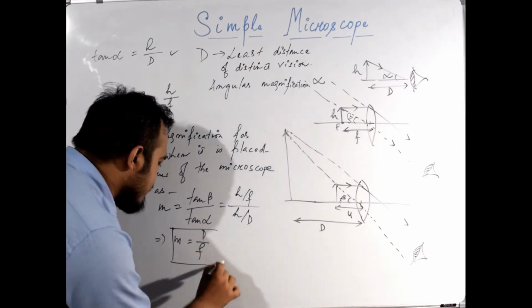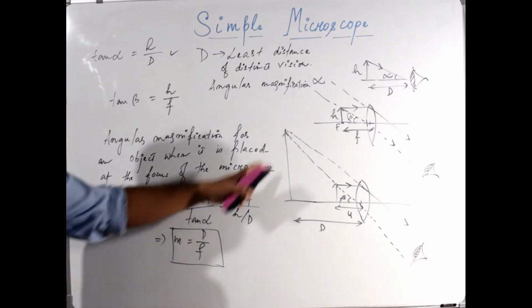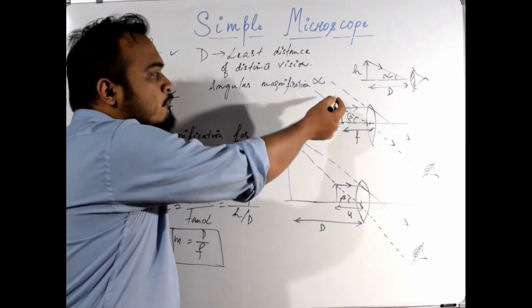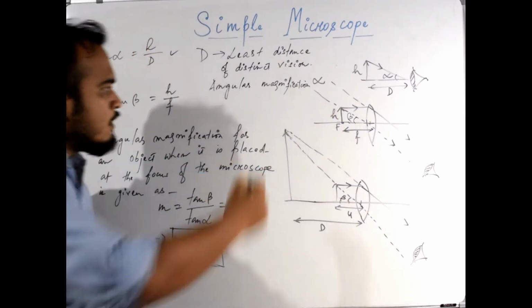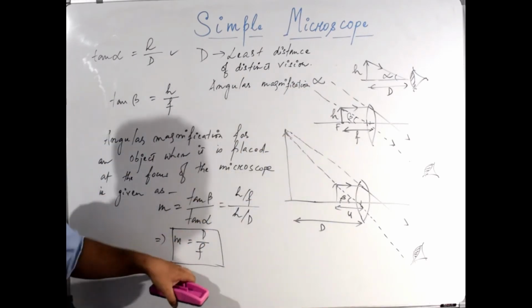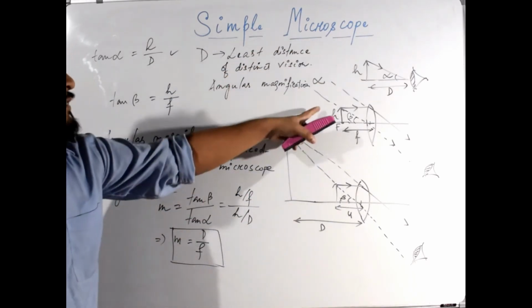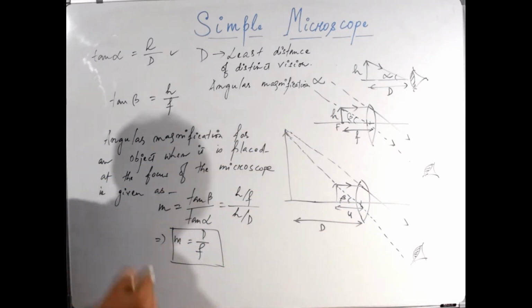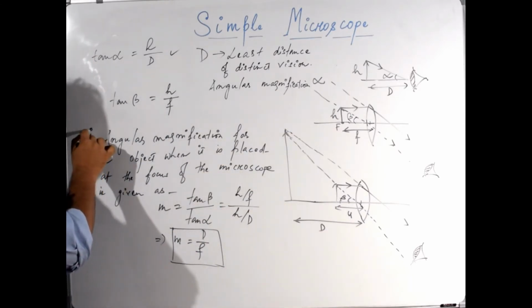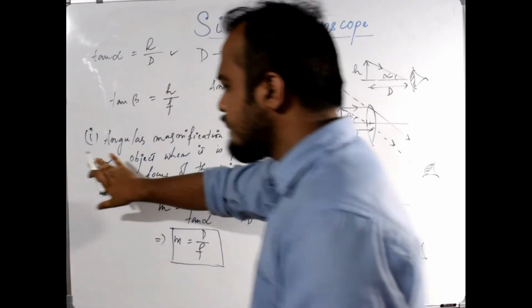So this is the magnification of the microscope when the image is formed at infinity. So this was the first case.